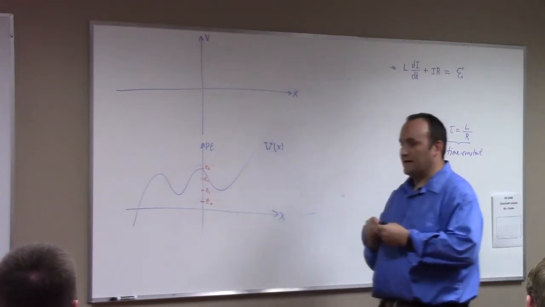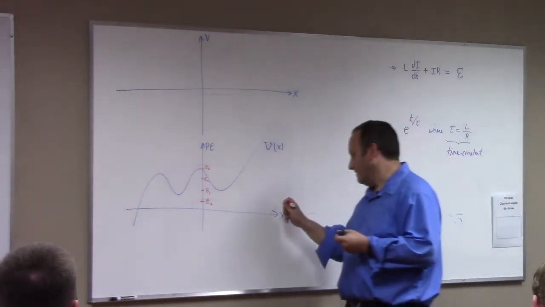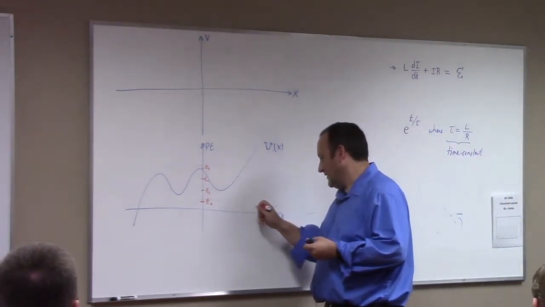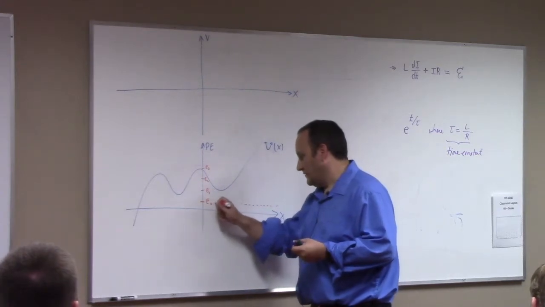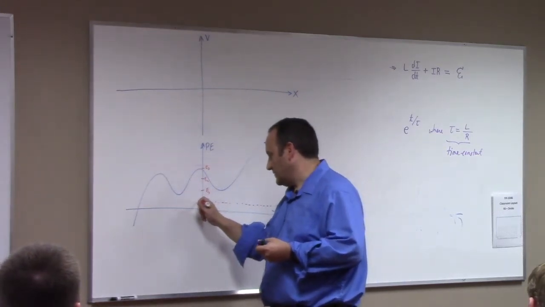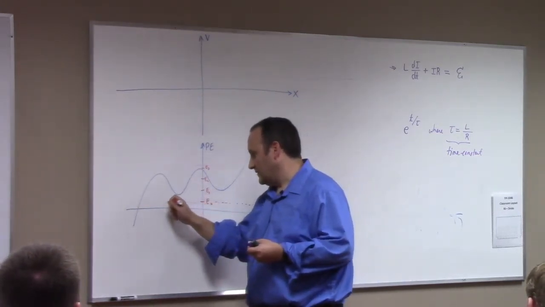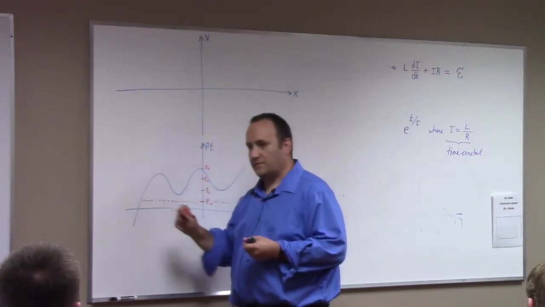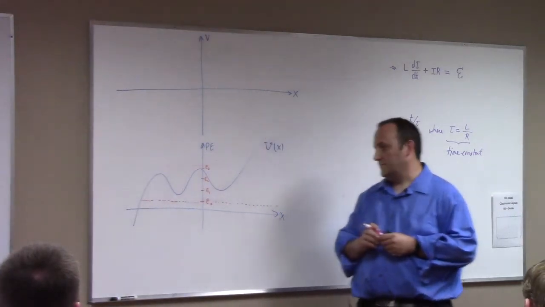So I'll start with E naught. If we look at E naught, the dots I'm making right here are classically forbidden motions because the potential energy is larger than the net energy, right?